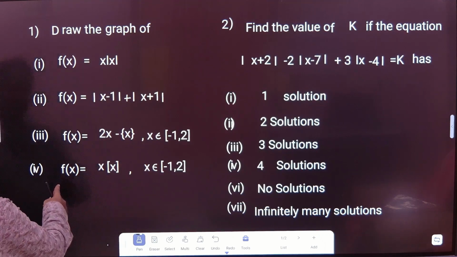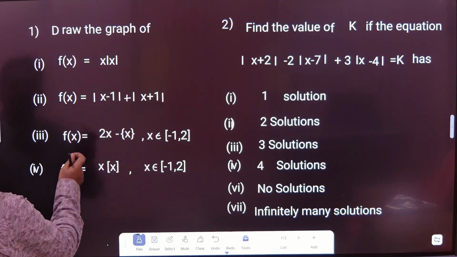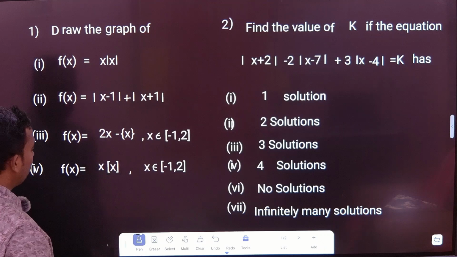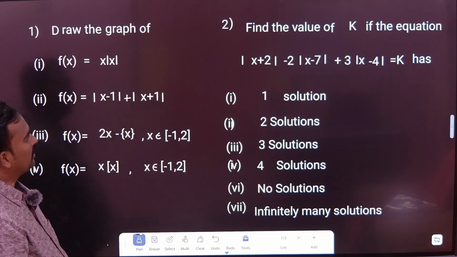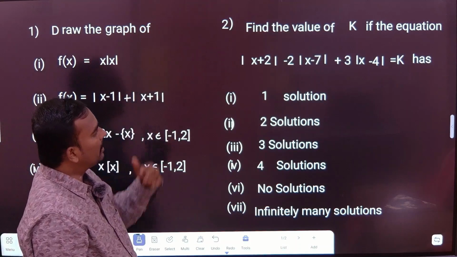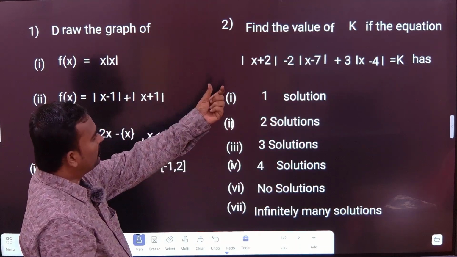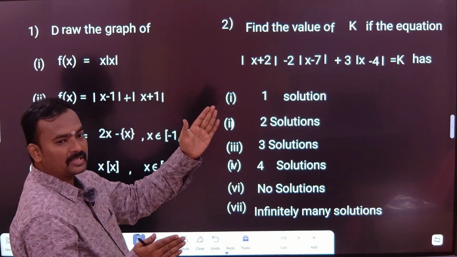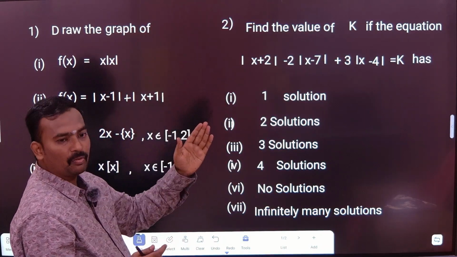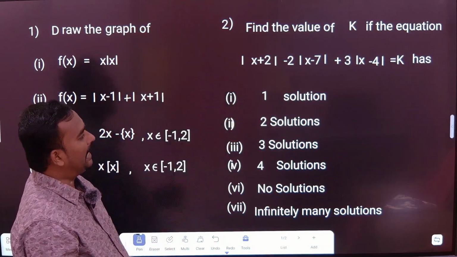The same way, the fourth one, f of x equal to x times greatest integer function, and x belongs to the closed interval minus 1 to 2. You can see the second question: find the value of the equation mod x plus 2 minus 2 times mod x minus 7 plus 3 times mod x minus 4 is equal to k.